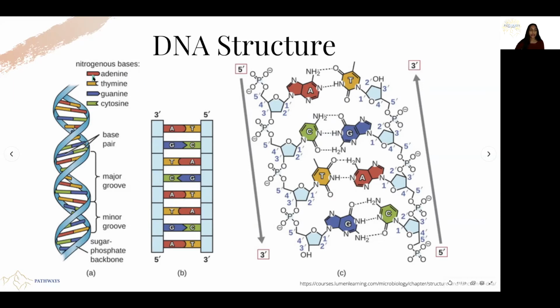Now, just looking at the holistic structure of DNA, it sort of looks like a twisted ladder. So this is sort of the ladder shape. And if you twist the ladder, you will get a structure that looks like this. And this is what scientists have determined the structure of DNA to be.